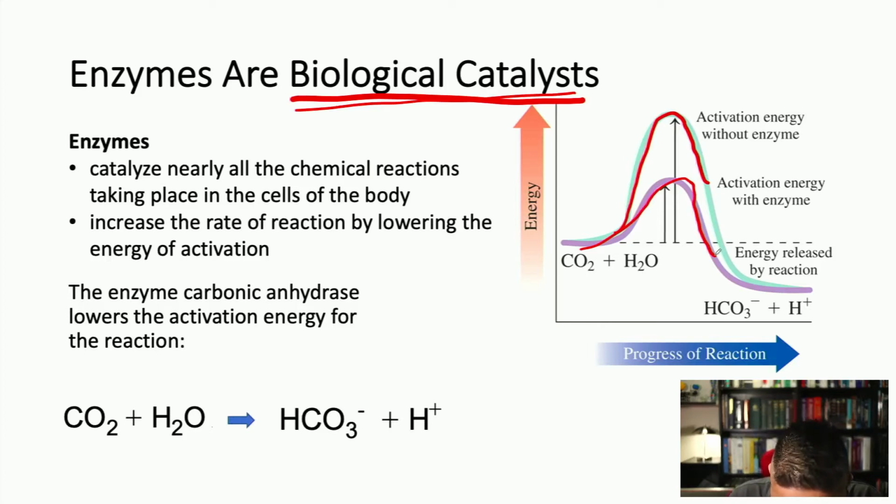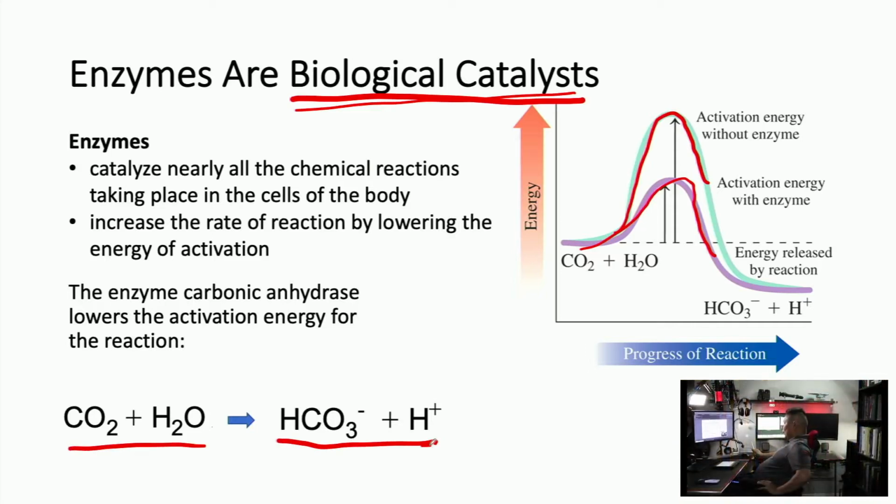So, in this particular example, carbon dioxide and water become HCO3 minus, bicarbonate, and some protons. This reaction is indicative of the enzyme carbonic anhydrase. Carbonic anhydrase makes it easier for you to go back and forth between CO2 and water, and HCO3 minus and H plus. And it's actually a very important part of your body. This is part of the carbonate bicarbonate buffering system.